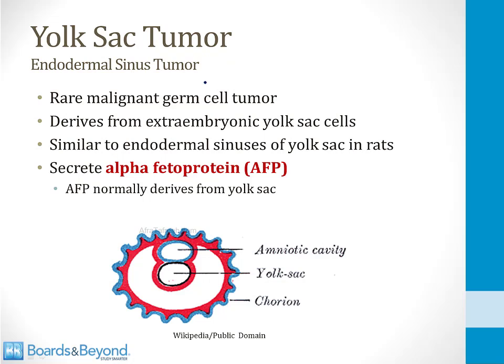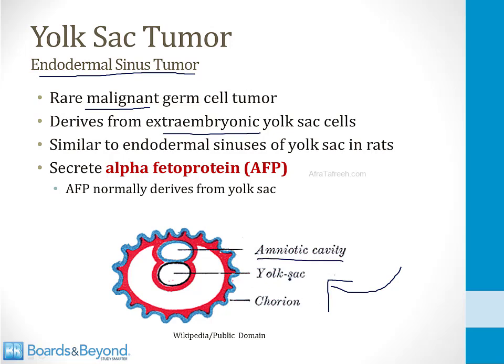Our next tumor is called a yolk sac tumor. It's also called an endodermal sinus tumor. It's kind of annoying. You just have to remember both names. This is a rare malignant germ cell tumor of the ovary. It gets its name because it derives from extraembryonic yolk sac cells. Shown on the screen is a picture of the embryo during early development.